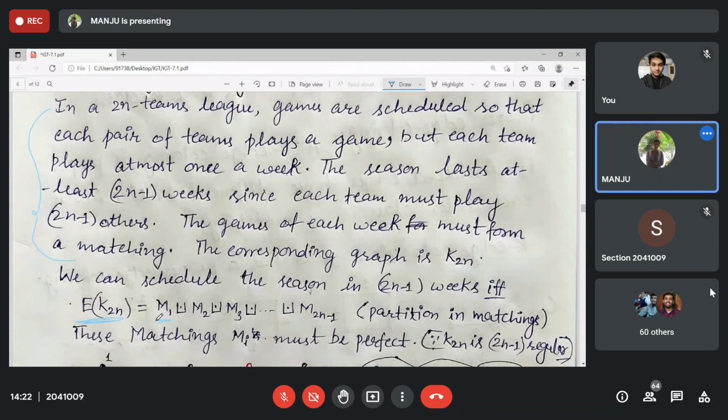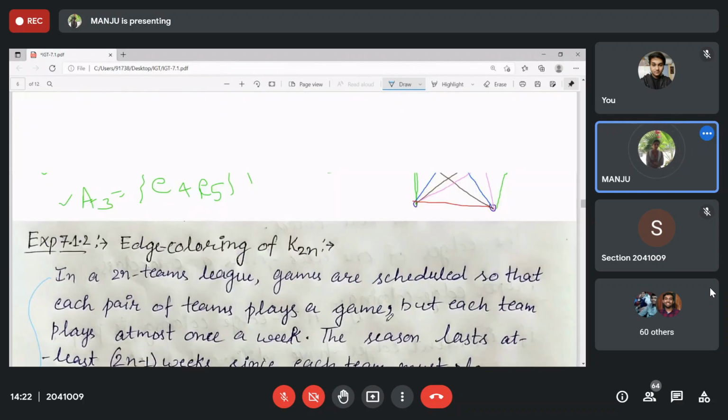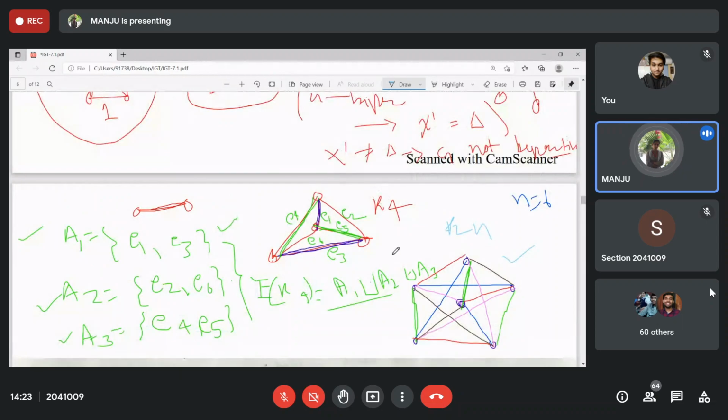K2N will be whatever forms the matching or color classes, the disjoint union of these ones. And how many will it be? 2n minus 1. Why is it so? See, for K4 we had 3. For 6 we will be having 5 different colors, or how many? 2n minus 1, 6 minus 1. For 6 we need 5 color classes. Okay. For 8 we need 7 color classes. In general, 2n minus 1.